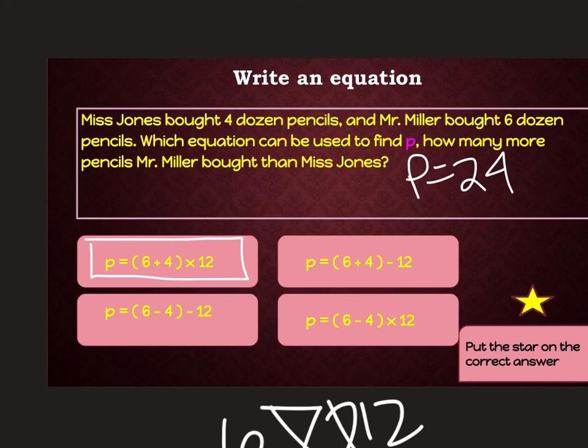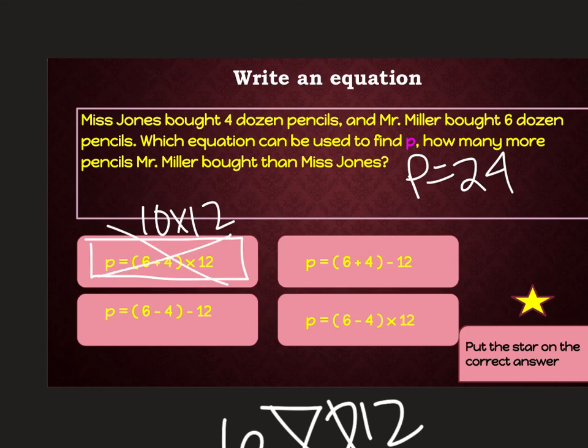So 6 plus 4 is 10. So this is 10 times 12. And I can already tell that's going to be too big because I'm looking for P to equal 24. So 10 times 12, I already know is going to be too big. I don't have to solve it, so I'm going to get rid of that one.